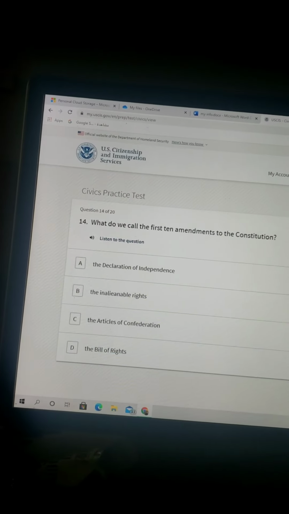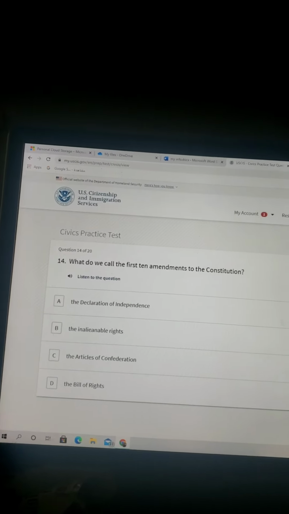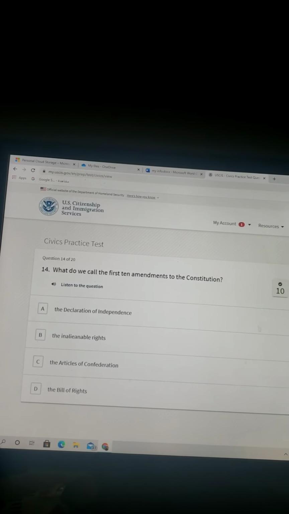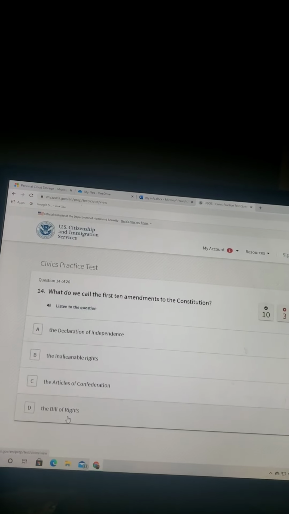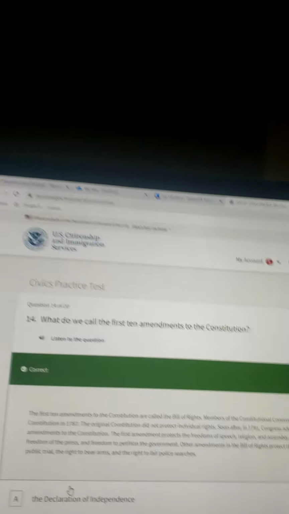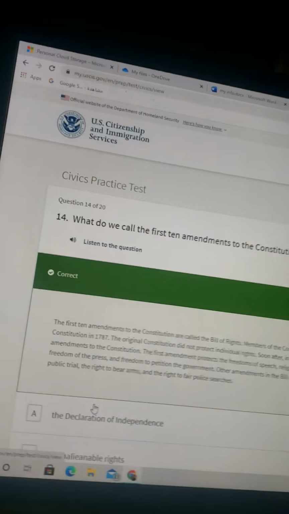What do we call the first 10 amendments to the Constitution? The Bill of Rights? Yeah, the first 10 amendments to the Constitution are called the Bill of Rights.